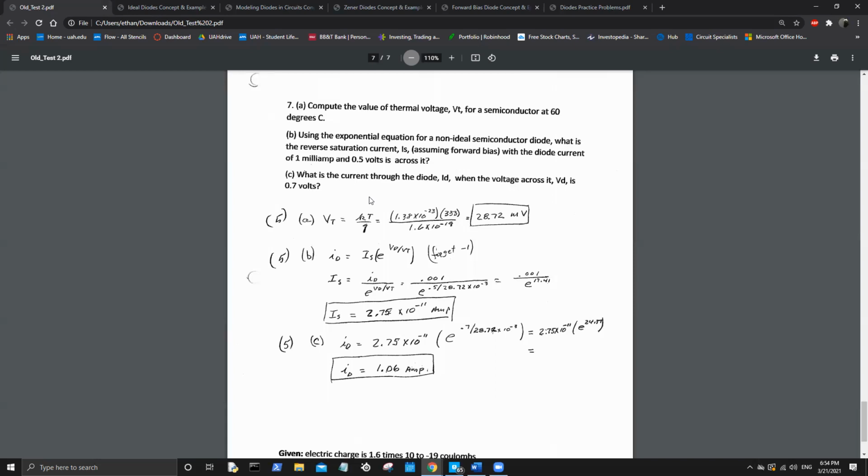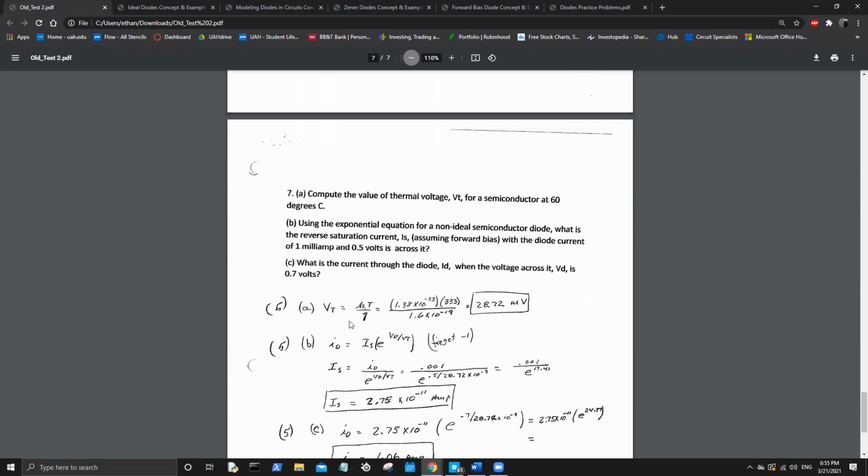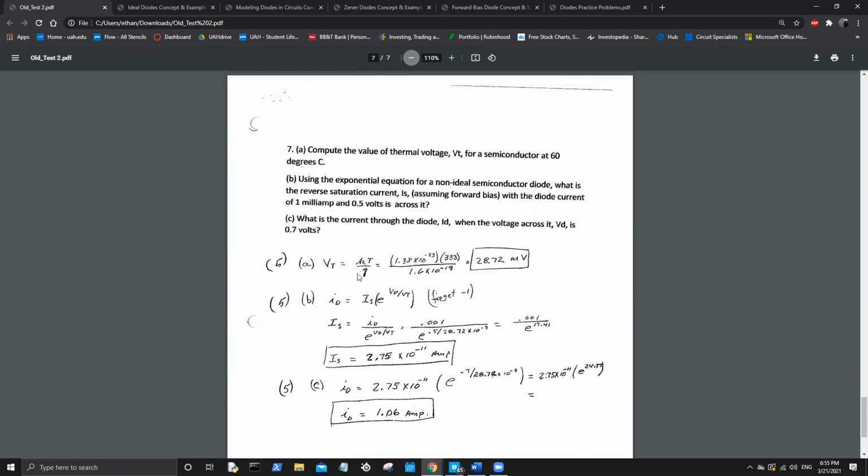What does he give down below right there? Here's Boltzmann's constant and your electric charge, aka electron. He gives the Kelvin computation for Celsius. For part A, you literally just need to know the equation, which is VT is equal to kappa T over Q. Then next it asks, using the exponential equation for a non-ideal semiconductor diode, what is the reverse saturation current IS, assuming forward bias, with the diode current of 1 milliamp and 0.5 volts across it?